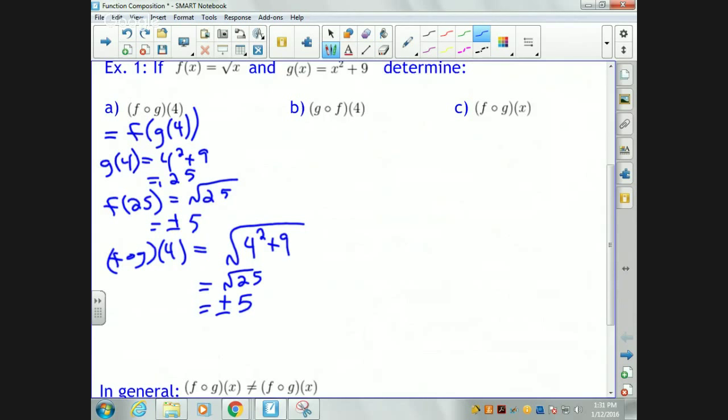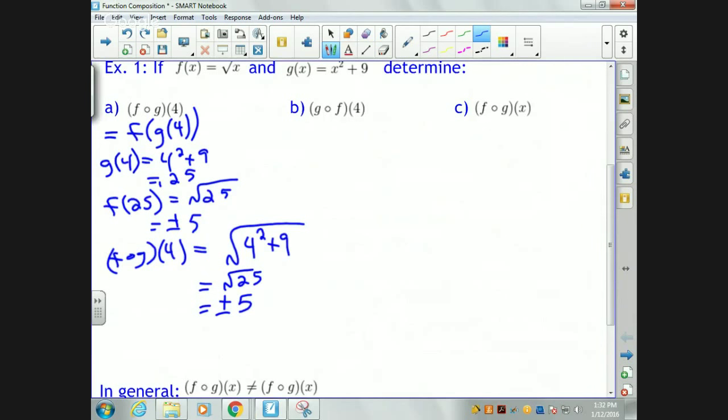And John had asked earlier whether G composed with F or F composed with G were the same. Here's an opportunity to see whether that's true or not. Maybe take a minute and see if you can evaluate G composed of F at 4. So I'll give you a minute or so to do that. Yeah, John?